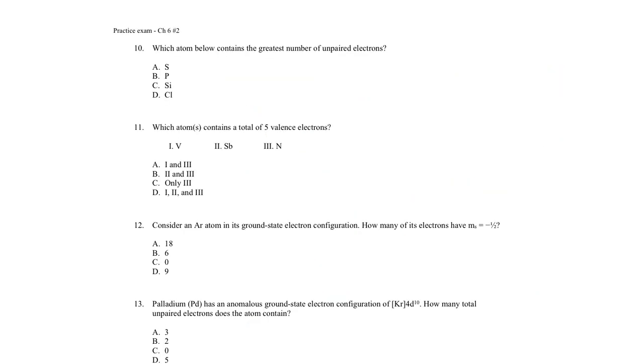And then the last page from this particular packet, unpaired electron count for number 10. We're comparing silicon, phosphorus, sulfur, chlorine from left to right across the n equals 3 group of the periodic table. Let's start with silicon. So silicon would be a neon configuration followed by a 3s2, 3p2. And so it looks something like this. 2 unpaired electrons. So silicon would have 2 unpaired electrons.